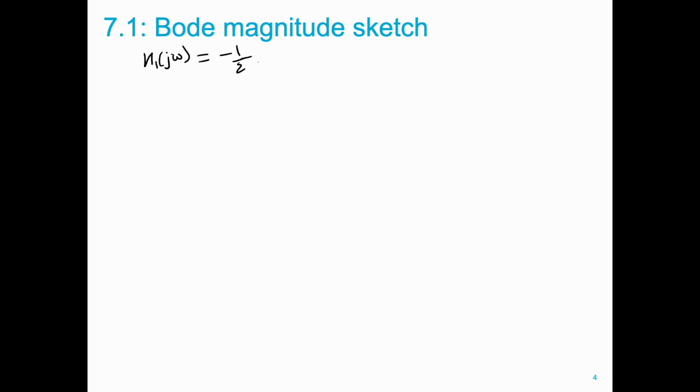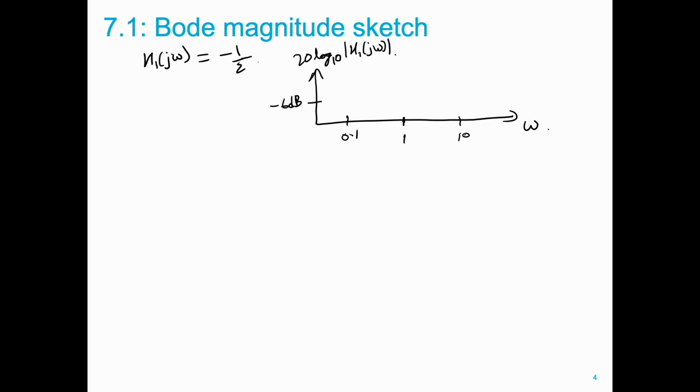Now, what about the magnitude sketch for this H1(jω)? In a Bode plot, recall that the frequency is taken on a log scale, which means we have points like 0.1, 1, 10, 100, etc. Next, we need to calculate 20 log base 10 of the absolute value of H1(jω) on the vertical axis. What is 20 log base 10 of the absolute value of minus half? That is 20 log base 10 of 1 over half, which equals 20 log base 10 of 2 to the minus 1, and you can show that it's approximately minus 6 decibels.